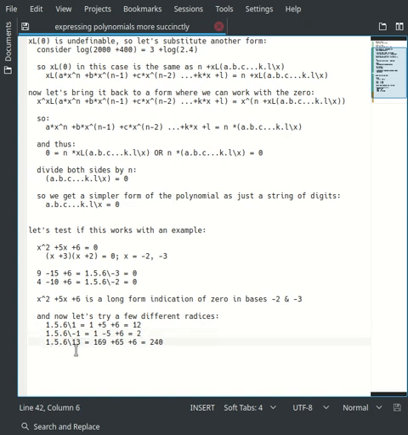Just something completely different, right? 13 squared is 169 times 1. 13 times 5 is 65. And 6. Add those all together, you get 240. None of those are 0.